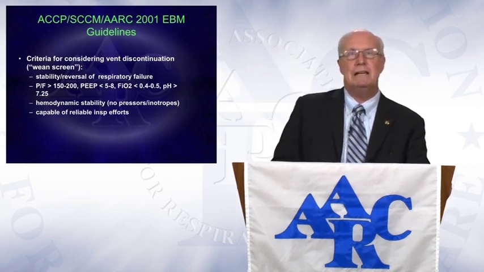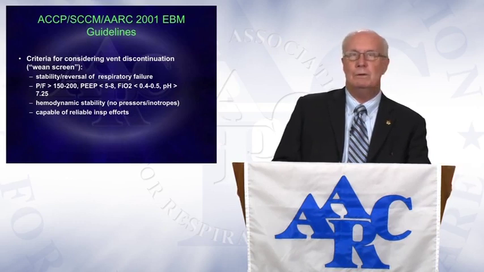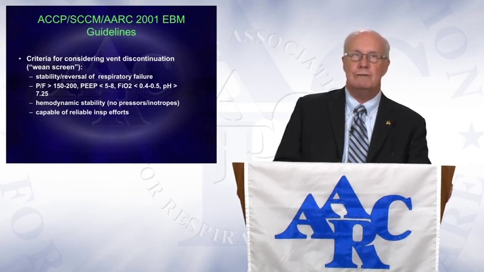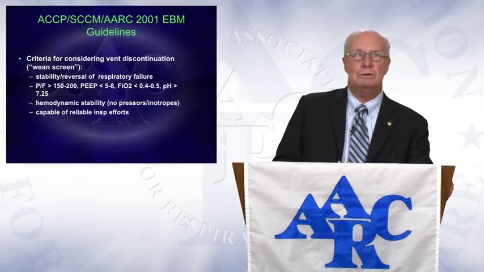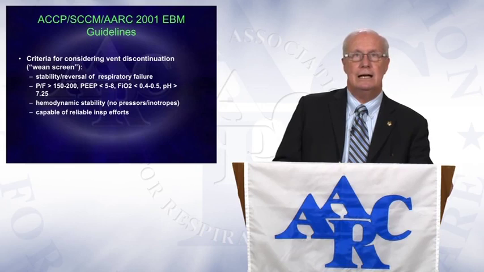Number two, they have to have decent gas exchange. You can pick whatever parameters you want. P to F ratios above, say, 200, PEEP less than 5, maybe 8, FiO2 down in the 40% range, pH above 7.25. These are suggestions. They're not cast in stone, and you should use what you're comfortable with as being stable, acceptable gas exchange support. Number three, hemodynamic stability. An easy way to assess this is, do they need inotropes or chronotropes? If they do not, well, then they pass step 3.